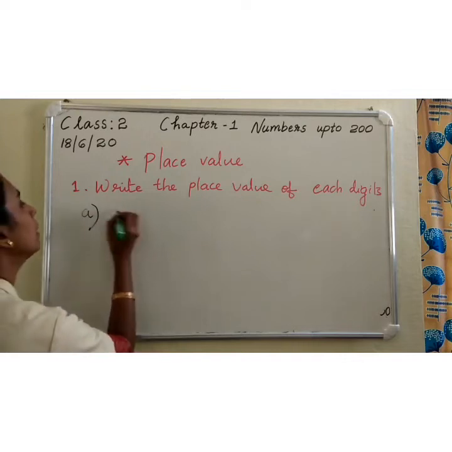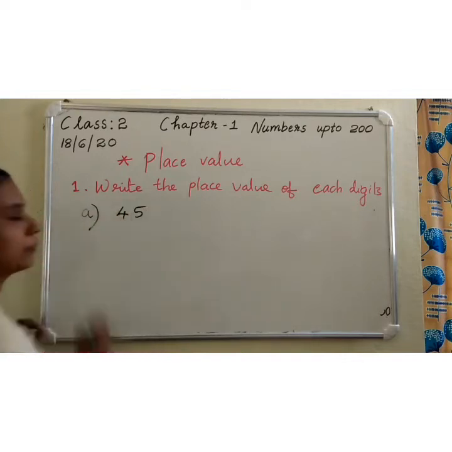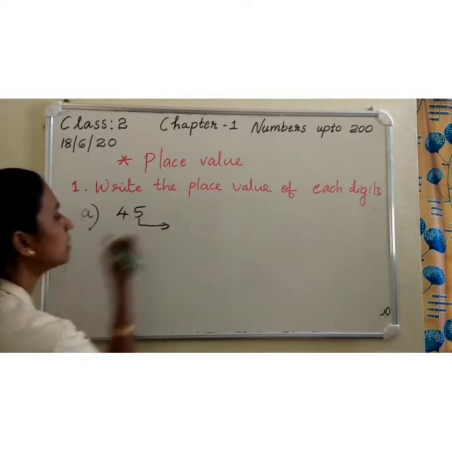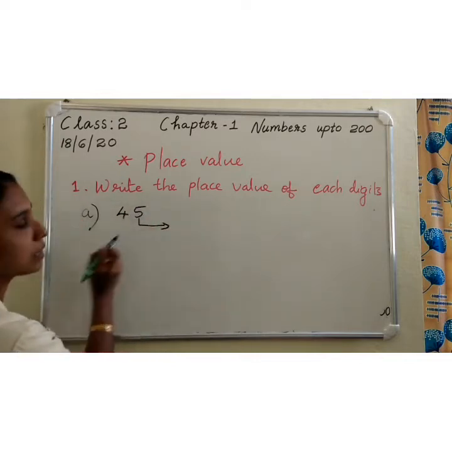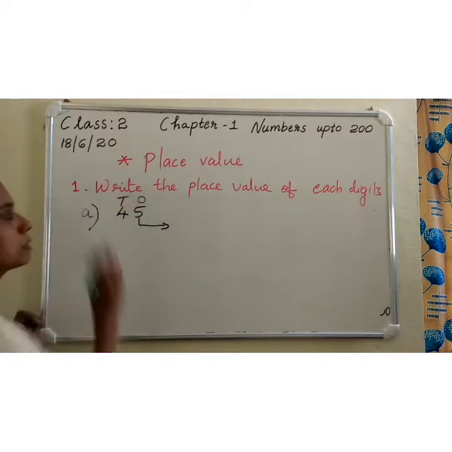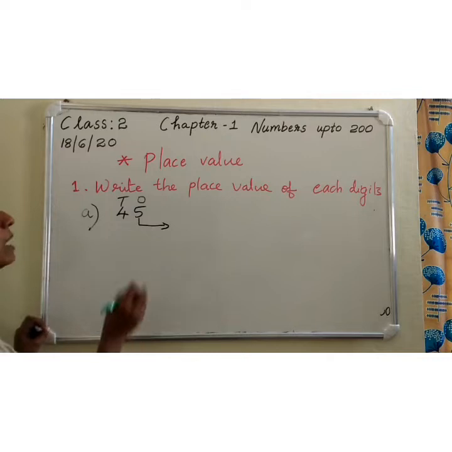First one is 45. Okay. So, you put one arrow towards this 5. And here, two places are there. So, write 1's place. Then write 10's place. Okay. What is the place value of 5 in 45?